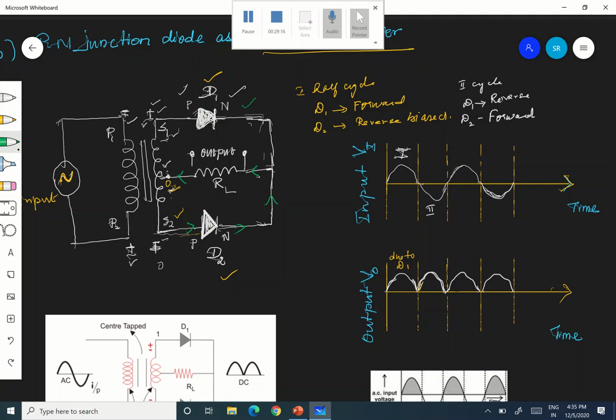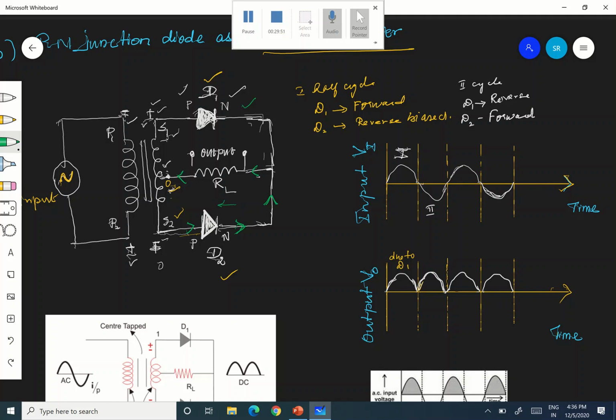Okay, D1 will not respond to the input, but D2, because it is forward biased, will give you current. Therefore, there will be current here in the output. What do I see? Current here, it is green. In which direction is the current going through the load? It is once again from right to left. The same direction. Whether D1 is conducting or D2 is conducting, current through the load is in the same direction.